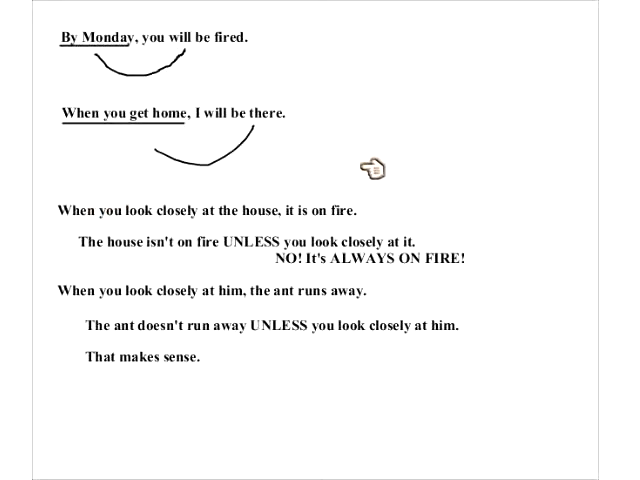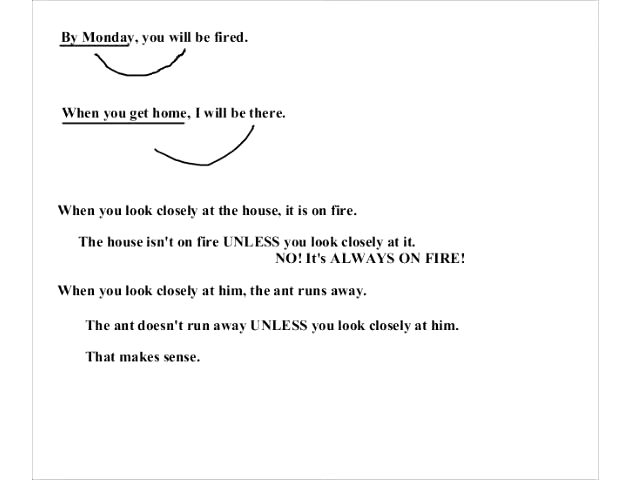Like if I say, when I'm tired, I sleep or something. The idea is that it's on fire only when you look closely at it. But if a house is on fire, it's always on fire. It's not on fire when you look closely at it. It's just on fire, whether you look closely at it or not.